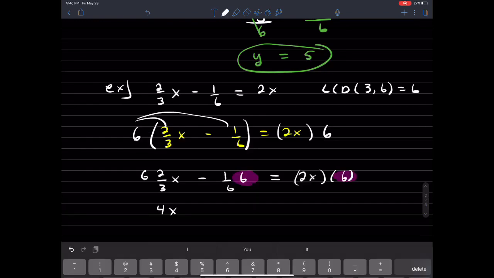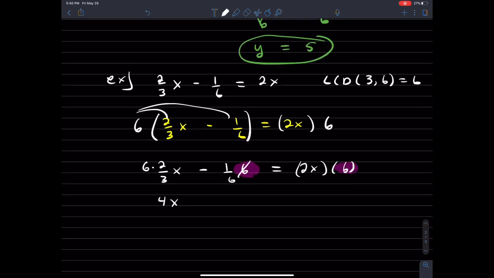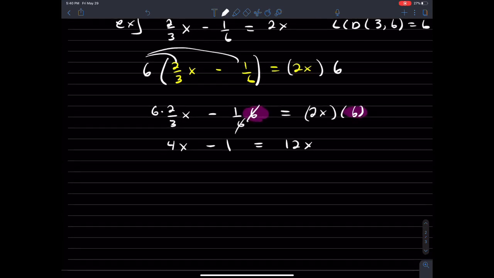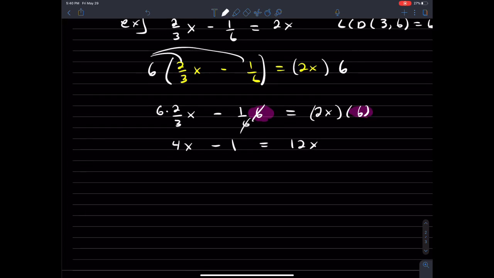6 times 2 is 12. Divided by 3 is also 4. Either way, these cancel. It's minus 1. The 1's left. And this is 12x. And now we have an x on both sides. Again, we can subtract the 12x over to the left and then add the 1 to the right.